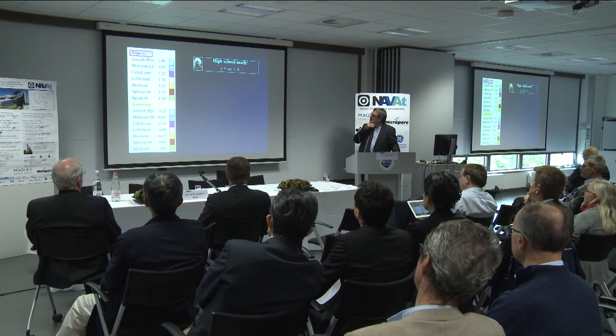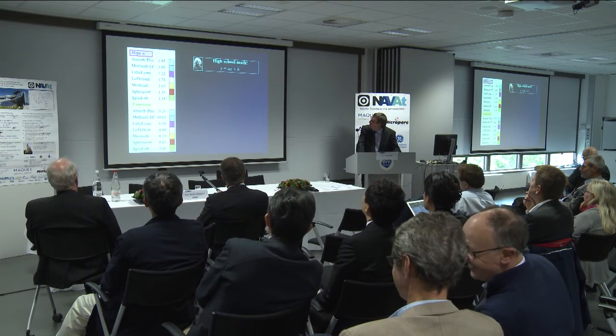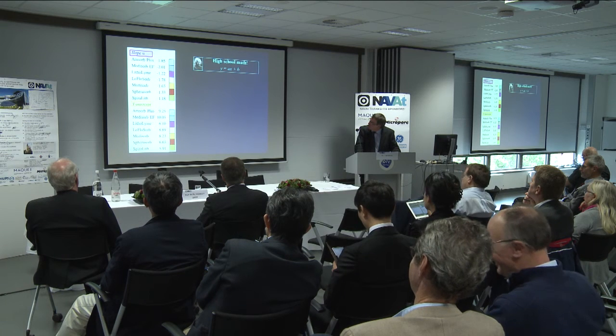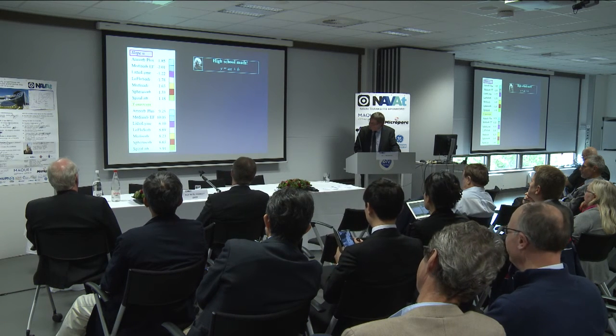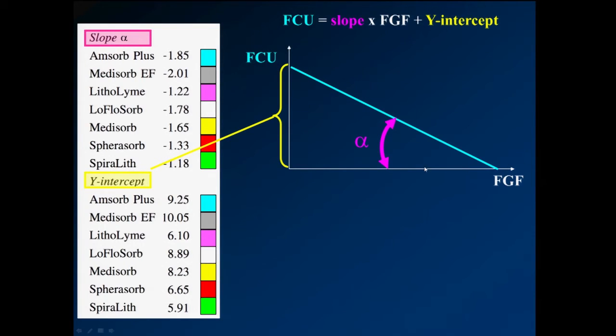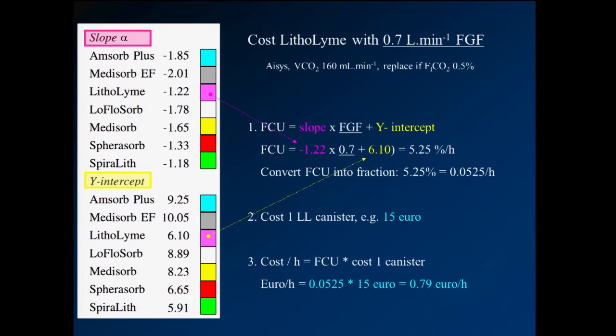Okay, now how are we going to calculate costs then? Well, it's simple high school math. This is the equation of a straight line, the different products with the slopes and the y-intercepts, which you can find on this graph. If this is the canister usage, this is fresh gas flow, this is the slope of the line, this is the intercept, and we published all these intercepts for different products, for different inspired CO2s, so you can calculate this yourself. If I know the fraction of the canister I use and I multiply it by cost, I get the euro per hour.